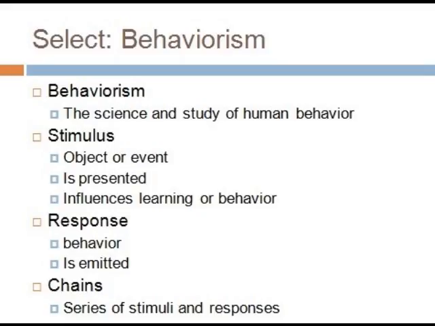The first topic I chose is behaviorism. The four terms I chose were behaviorism, stimulus, response, and chains. Behaviorism is the study and science of human behavior. Stimulus is an object or event that is presented and influences learning or behavior. A response is a behavior and is emitted. Chains are a series of stimuli and responses.